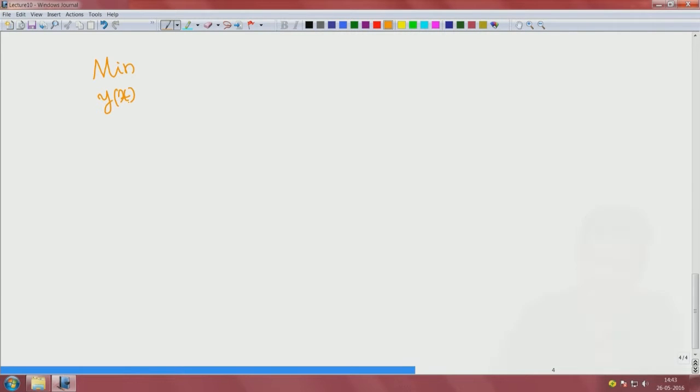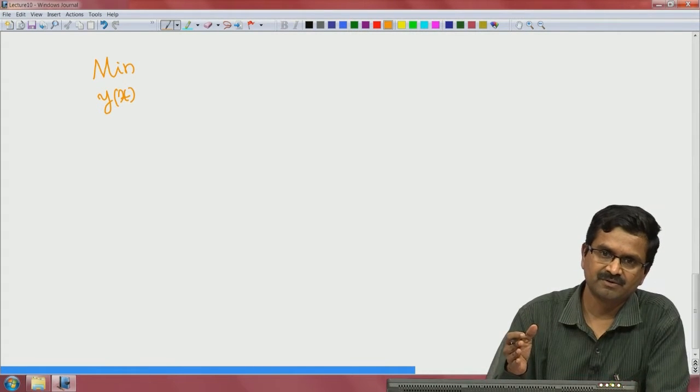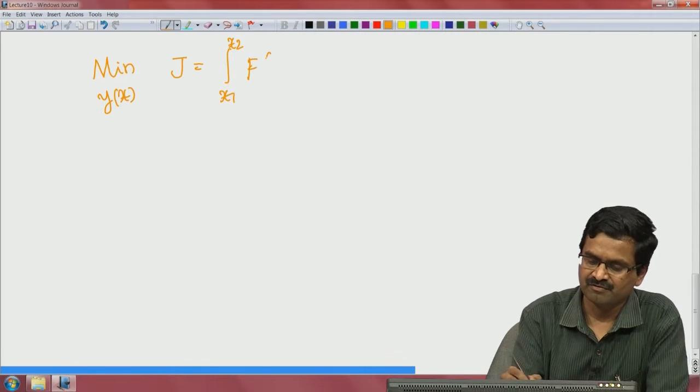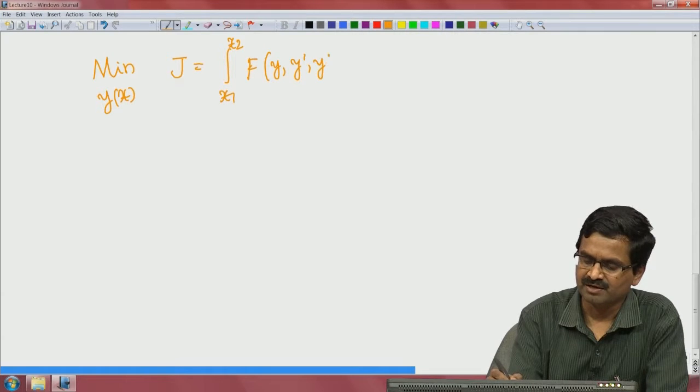So, this way we are able to solve the functionals that have two derivatives. Let us go one step further. We had first derivative, second derivative. Now, let us see if we have third derivative, what happens. Let us say I take a J where I have the integral from x1 to x2 of f of y, y prime, y double prime and y triple prime dx.